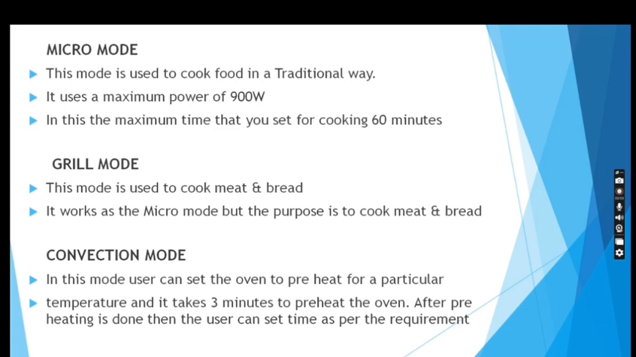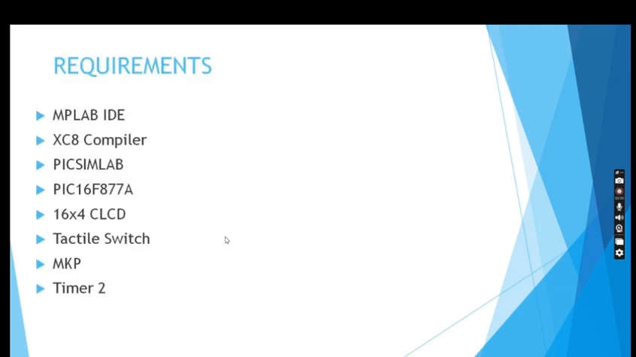The second mode we have is grill mode. This mode is used to cook meat and bread. It works like the micro mode, but the purpose is to cook meat and bread. Then convection mode. In this mode, the user can set the oven to preheat to a particular temperature, and it takes 3 minutes to preheat the oven. After preheating is done, the user can set the time as per the requirements.